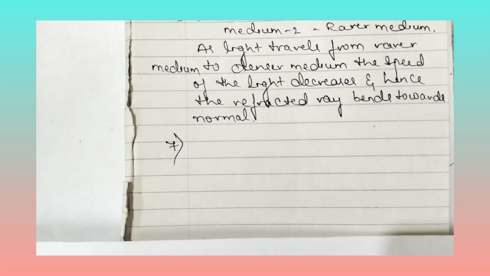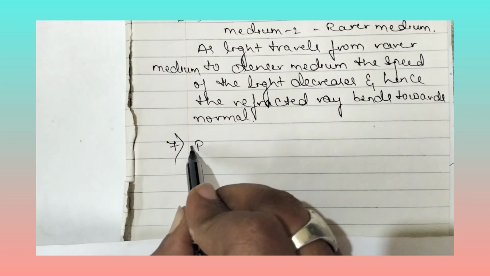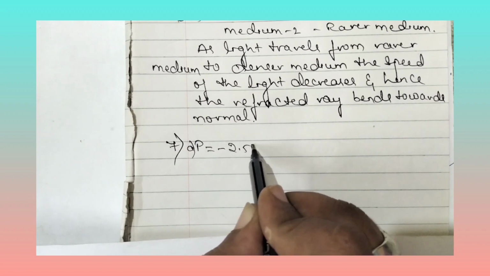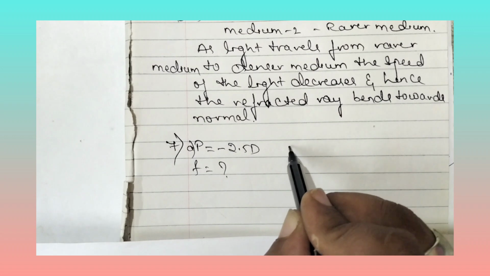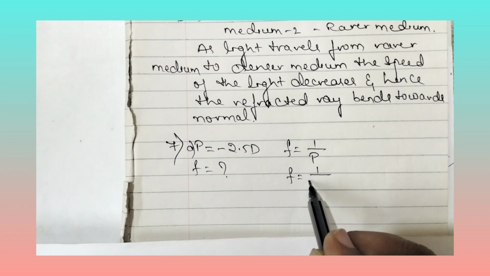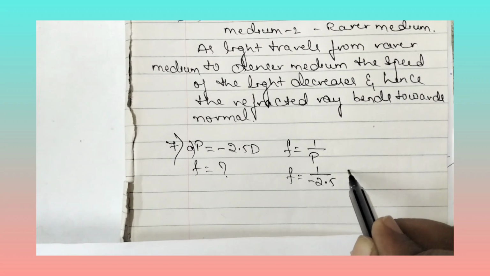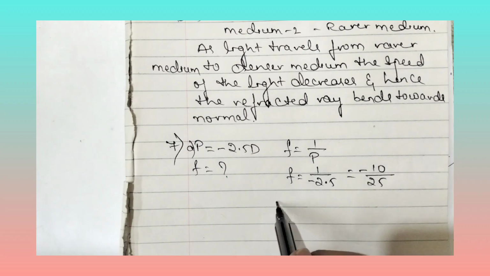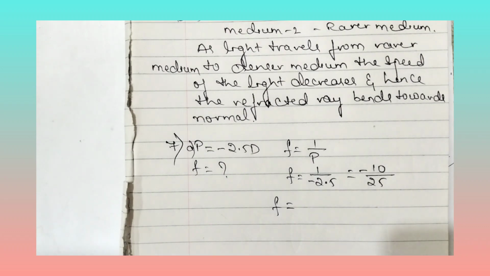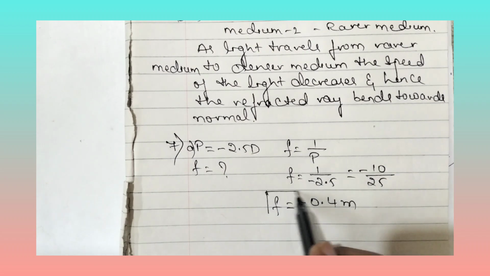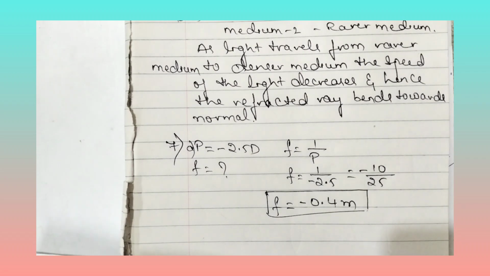So now first one is the power of the lens is given P option, that is question A. Power is equal to minus 2.5 diopter. Focal length is equal to question mark. F is equal to 1 by P. F is equal to 1 divided by minus 2.5. That is equal to minus 10 divided by 25. So F is equal to, if I divide 10 by 25, I will get minus 0.4 meter. So the focal length will be minus 0.4 meter.